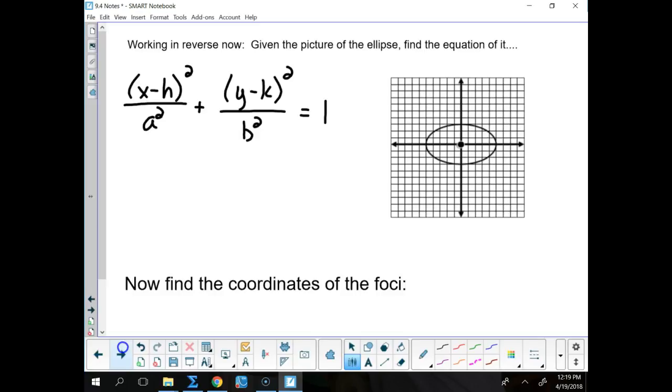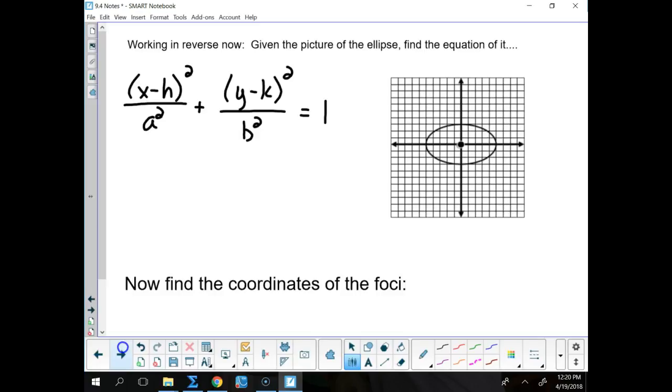Always. One form. It's not like parabolas where there's 2 different forms. It's like circles where there's 1 form. Okay? And the kicker is, it's always equal to 1. Okay?